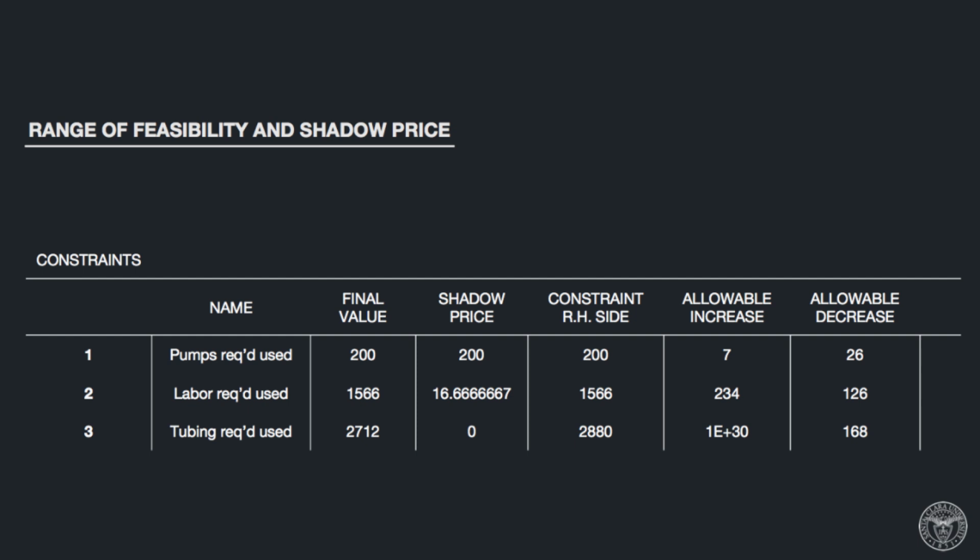The combination of the allowable increase and the allowable decrease will be the range of feasibility. So in this case, for the pumps, the range of feasibility is going to be the lower bound 200 minus 7, that would be 193, to the upper bound of 200 plus 26, and that would be 226. So the range of feasibility for the pumps constraint will be from 193 to 226.